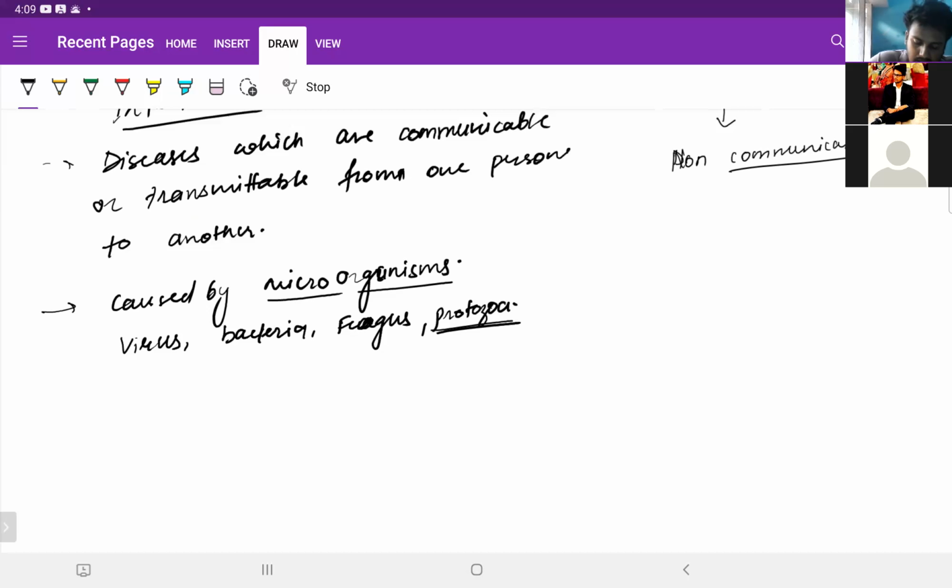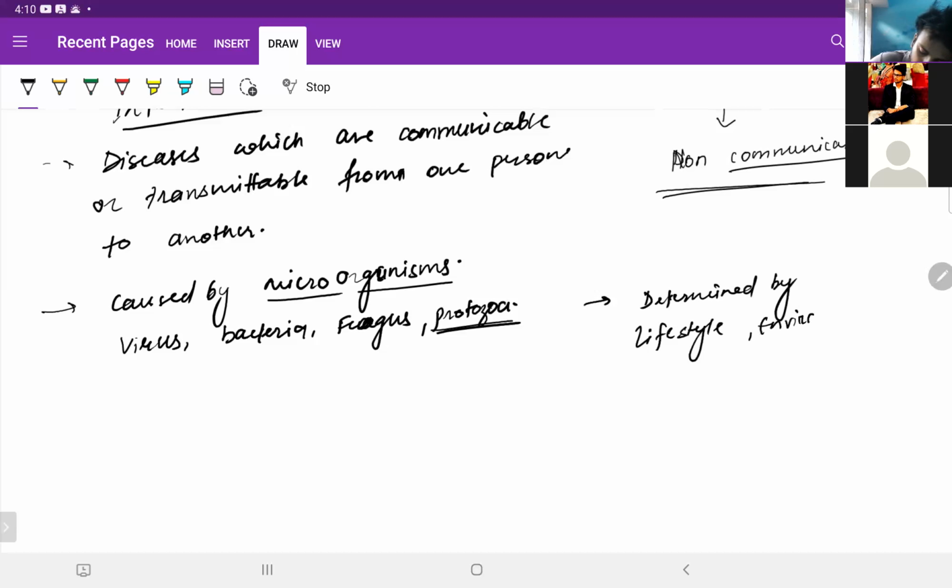While for the non-communicable diseases you cannot name a causative organism, these diseases develop in our body because of the kind of environment we live in, the kind of lifestyle that we have, and maybe genetic factors as well, right? So these are determined by lifestyle, or maybe environment, or genetics.